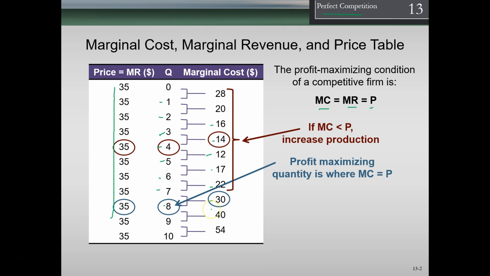However, if we make the next unit, we're going to jump up to a marginal cost of 40 and a marginal revenue of 35. And therefore, we're not going to produce that next unit. So somewhere in between here, of course, is where marginal revenue equals marginal cost. We're going to stop at that 30 marginal cost, which is 8 units, because if we produce another one, it's going to cost us more on the margin to do so.